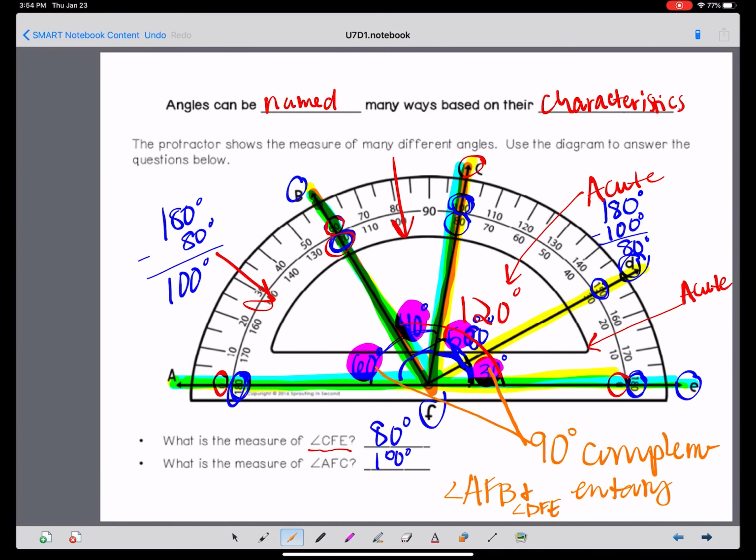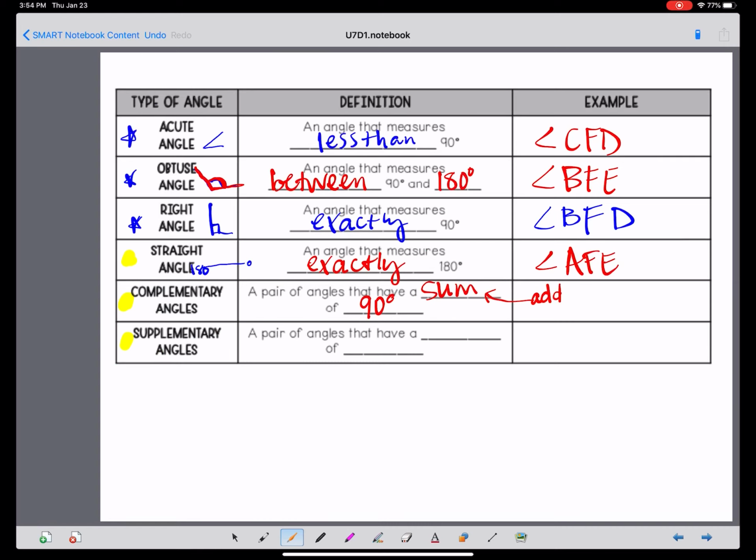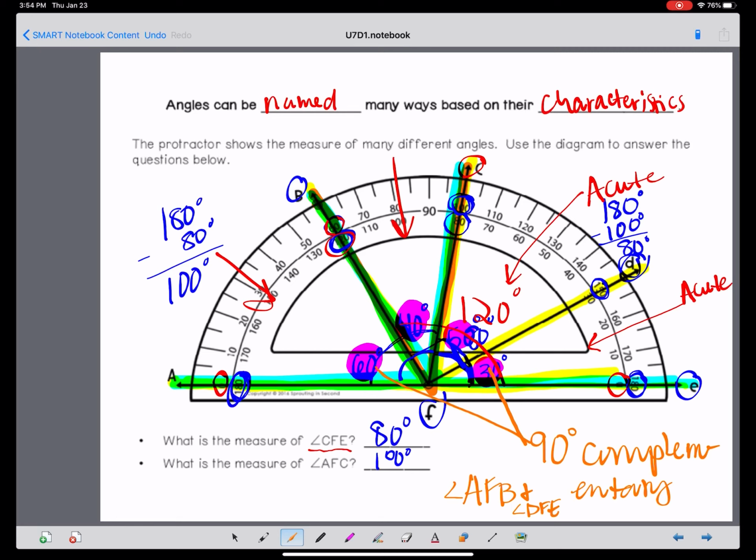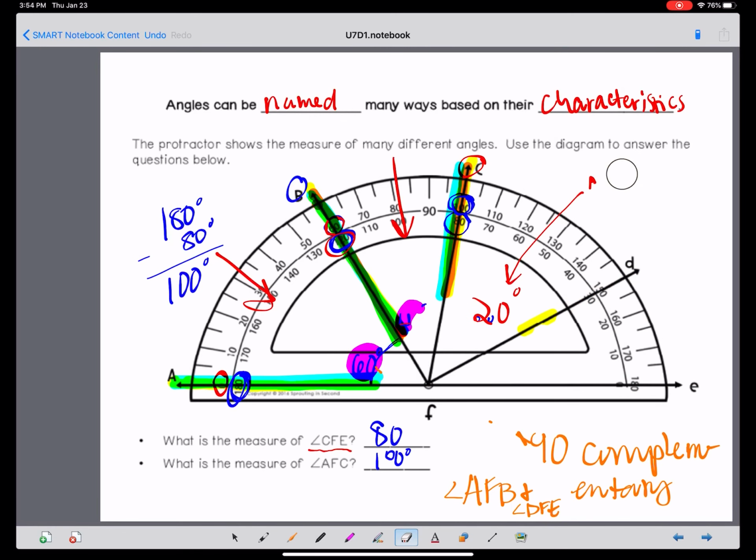All right, let's go ahead and write another one. Supplementary angles. This is a pair of angles that has a sum of 180 degrees. So let's do a quick example. When I find two angles that, when you add them together, they equal 180 degrees, oh, we can definitely find that. Maybe I can even give you more than one example if needed.